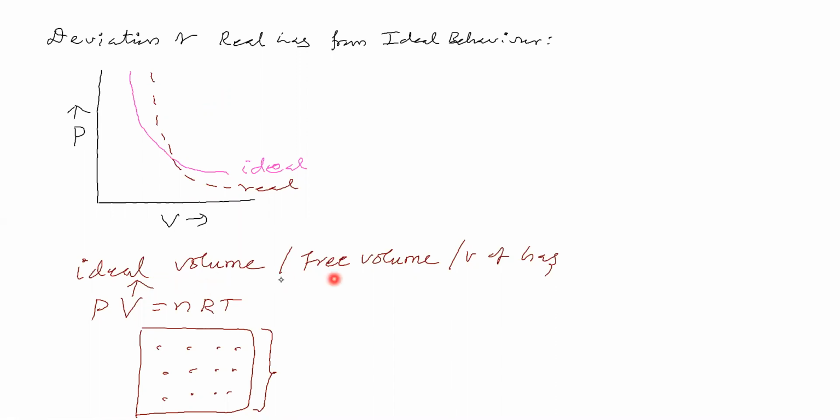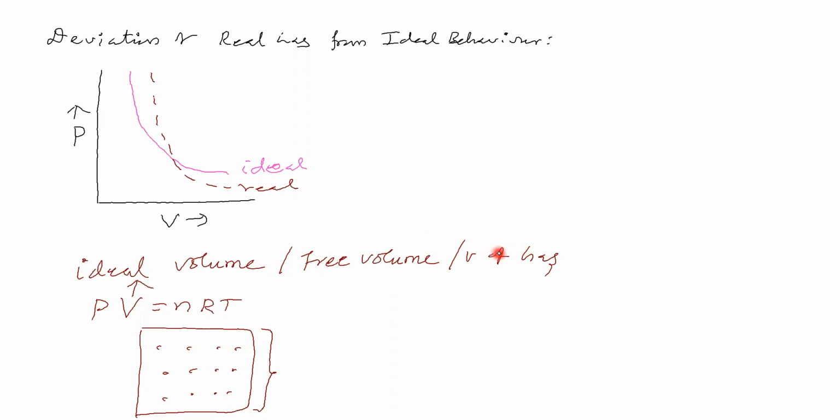This ideal volume is also called free volume. Free volume is also called volume of gas. That is possible only for ideal gas. For real gas, this is not possible. For real gas, this free volume is not equal to volume of gas, isn't it?